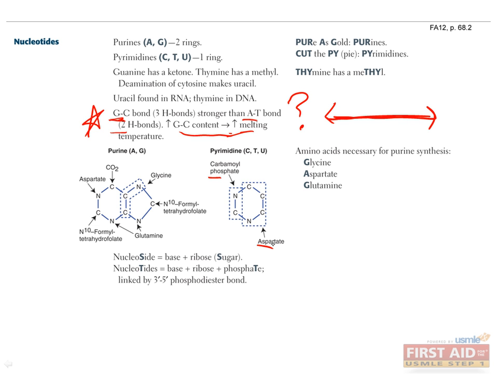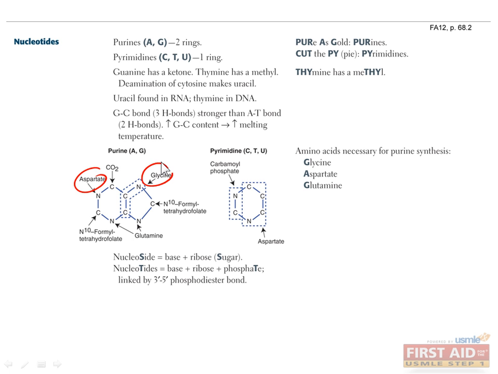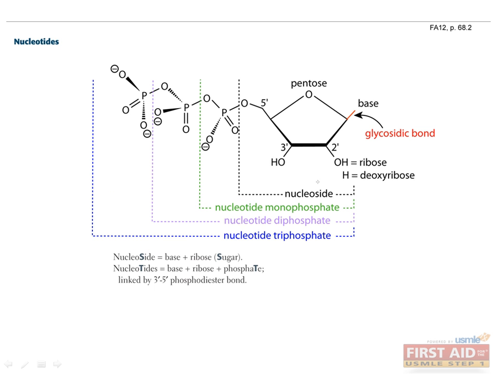You should also know which components are used to build nucleotides. Both types are made primarily from amino acids, with purines requiring aspartate, glycine, and glutamate, and pyrimidines requiring carbamoyl phosphate and aspartate. It just so happens that all the first letters of purine components are A or G, which might help you remember them.